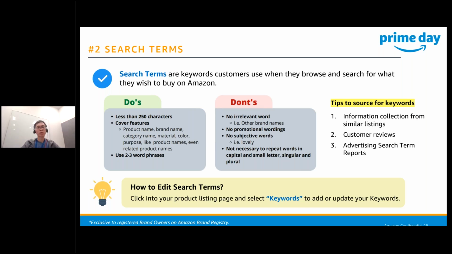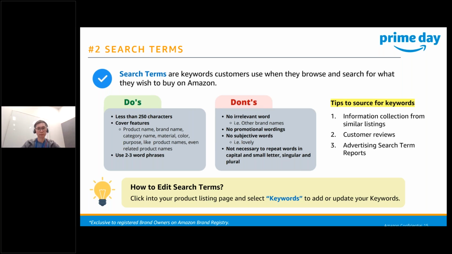So some tips: if you have no idea what kind of keywords to add, there are 3 ways you can source relevant keywords. First of all, you can look at information from similar listings like yours to pick and choose what you think are the relevant keywords. Or you can go to customer reviews. That's the second tip you can try, looking at the reviews that customers give. That could potentially be some of the terms that customers are searching for. And lastly, if you do run advertising, you can look at the advertising search terms report in the Amazon Ads console.